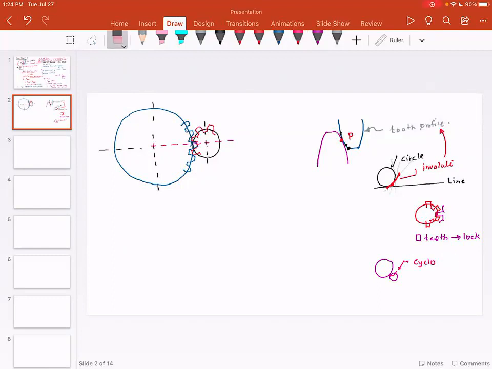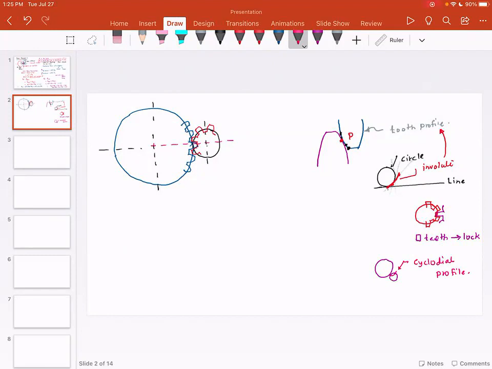Cycloidal. Profile. So gears can have two types of profiles. Usually gears can be cut using two different profile tools. They could have involute profiles, or they could have cycloidal profile.